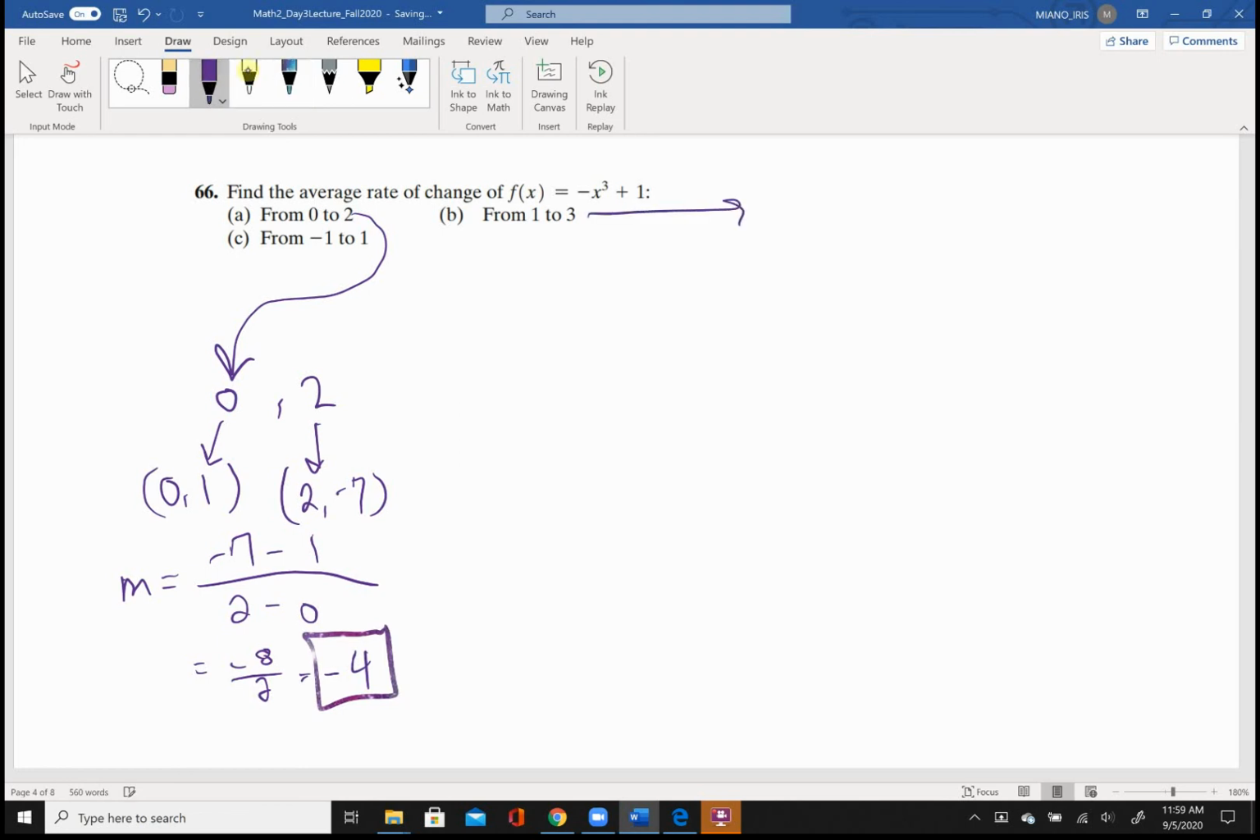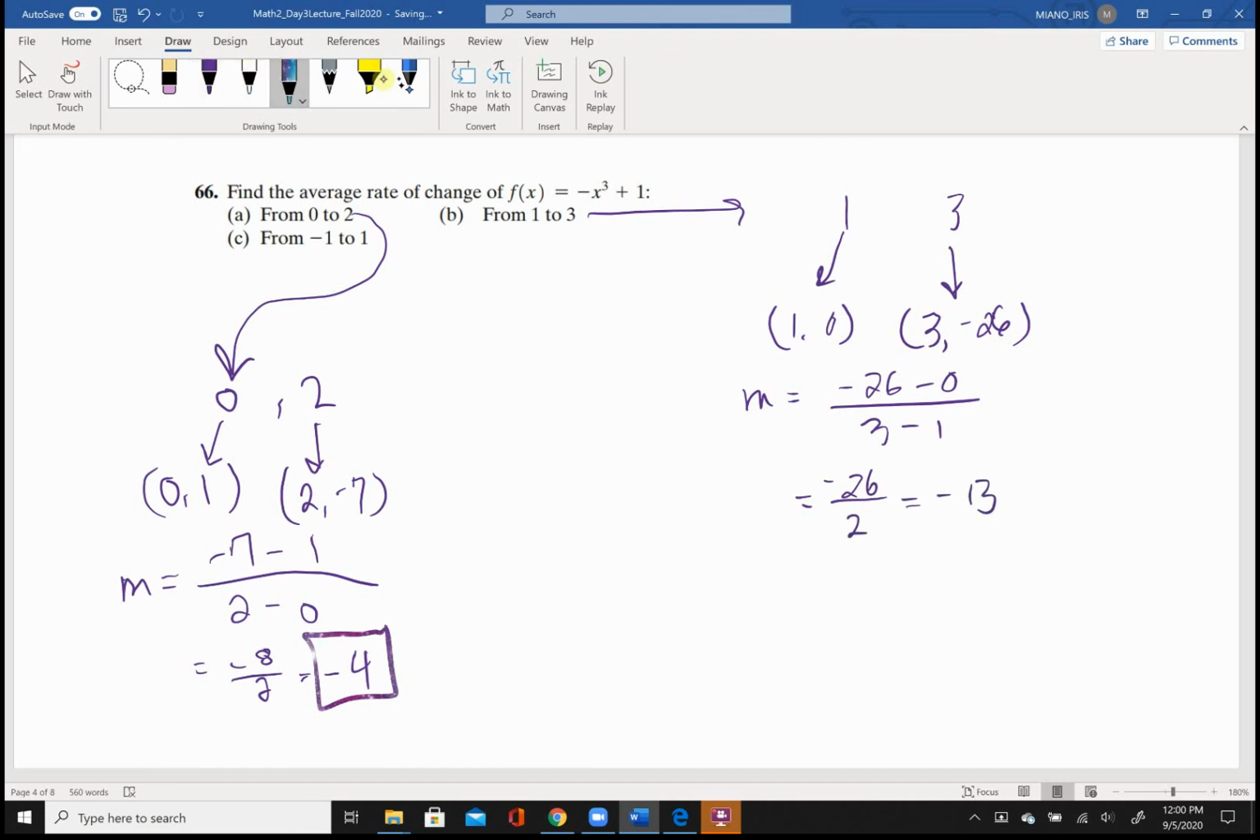All right, so if we're going 1 and 3 as our different inputs, the ordered pair for 1 is going to be 1, 0. Plug in a 1 for x and you should get 0 as your output. And the ordered pair at 3 is 3, -27, or sorry, -26 rather. Okay, and then find the slope in between those 2 points, -26 minus 0 over 3 minus 1, is one way to do it. And you'll get -26 over +2, which gives you -13. Okay, one more time, and then we'll be done with this.